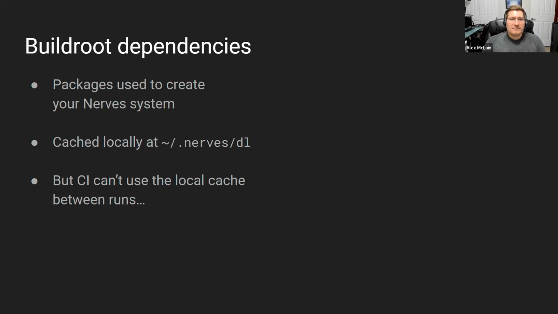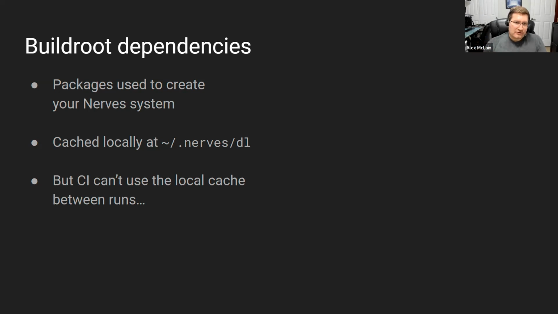And then let's touch on Buildroot dependencies real quick as well, because this will come up here in a slide or two. So the way that Buildroot works to pull things down and build your system is it's pulling down essentially packages from the web to create your Nerves system.